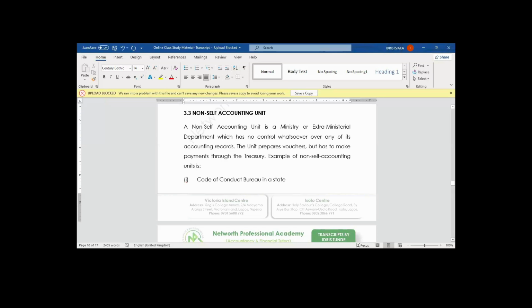So non-self-accounting units are ministries or extra-ministerial departments that have no control over their accounting records. They have no control over their revenue and expenditure. If they want to spend money, they have to collect approval from the head office. In most cases, they don't generate revenue. That is a non-self-accounting unit.